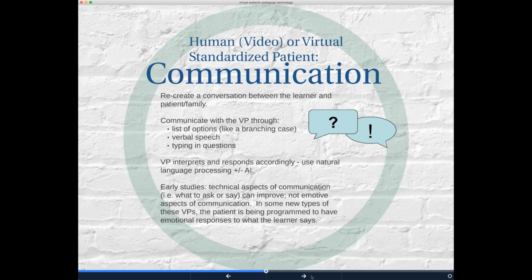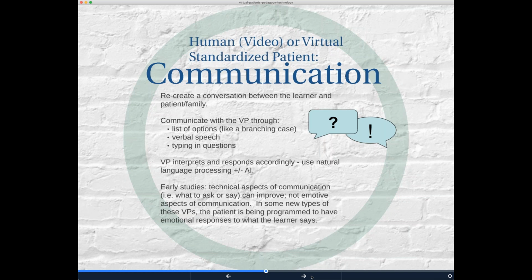There's a couple different approaches that these could take in order to facilitate that. One is to provide a list of options, kind of like a branching case or an exploratory case, where learners choose from lists what they want to say and when. And what they choose to say will impact how the virtual patient responds to them. It could affect not only what they say, but their affect.